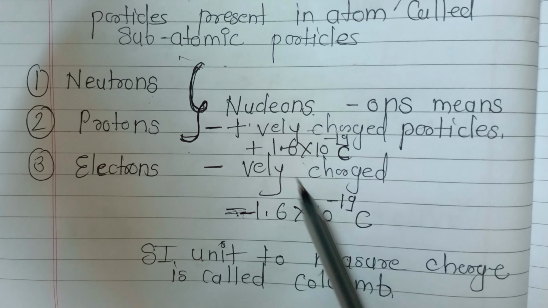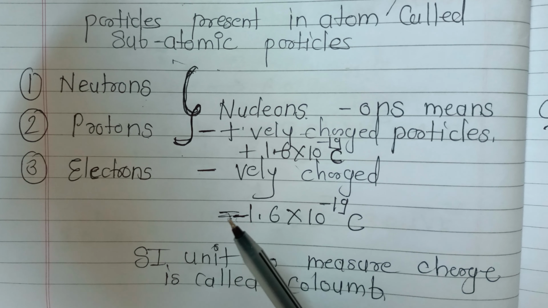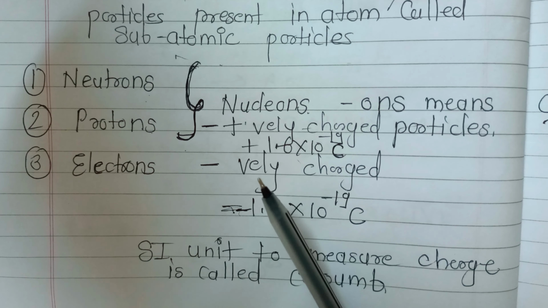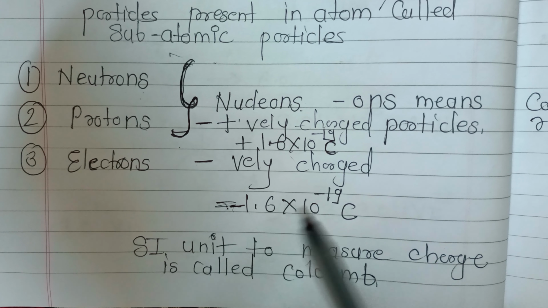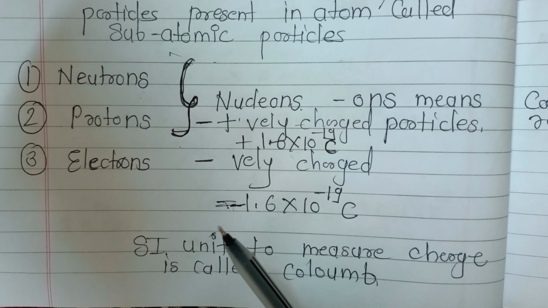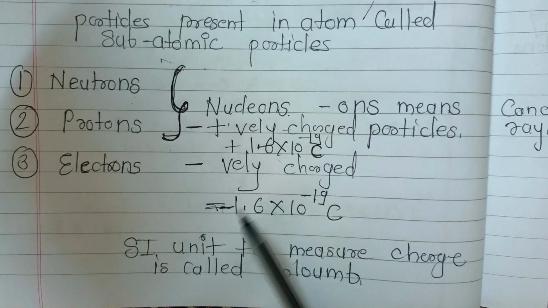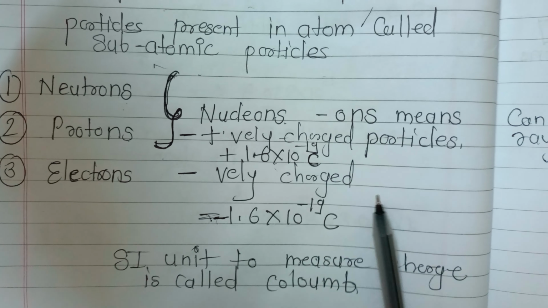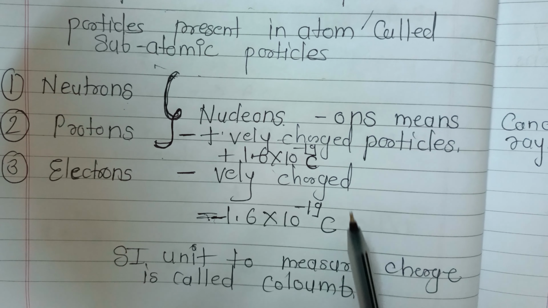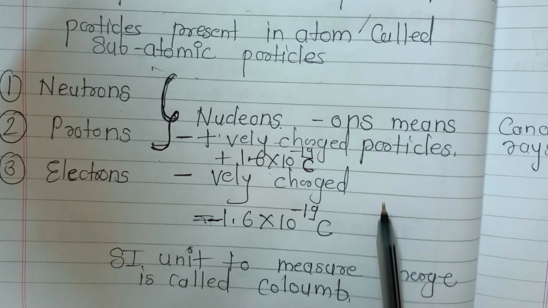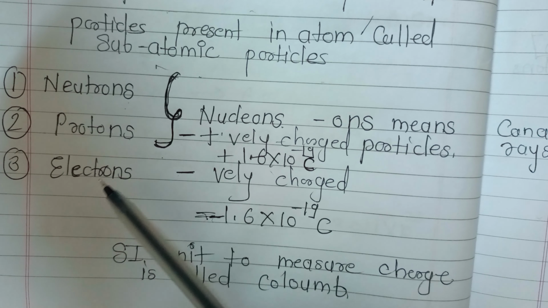But till now you can keep in mind that the proton is a positively charged particle, and it has a charge of plus 1.6 into 10 raised to minus 19 coulomb. At the same time, electrons, which are revolving around the nucleus in their orbits, are always negatively charged particles. This is all about the atom. Actually there are various models of an atom, but as we are talking about atoms, let me finish everything about the atom. So there are three subatomic particles: neutrons, protons and electrons.